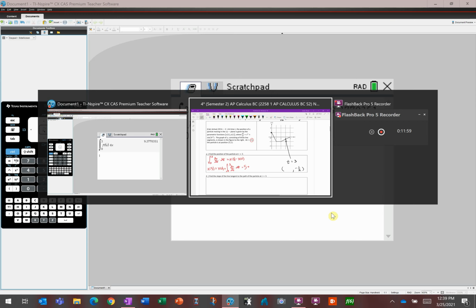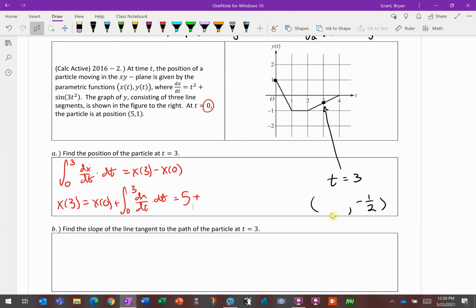And it's 9.377. When you do the math, adding everything together, you're going to find that this is 14.377 plus whatever else comes at the end. And that's it. Position of the particle at 3.